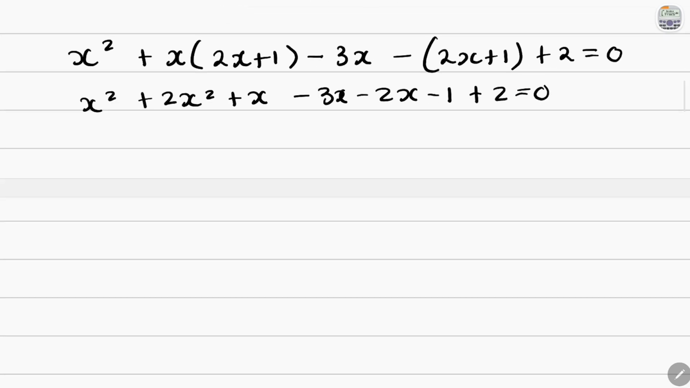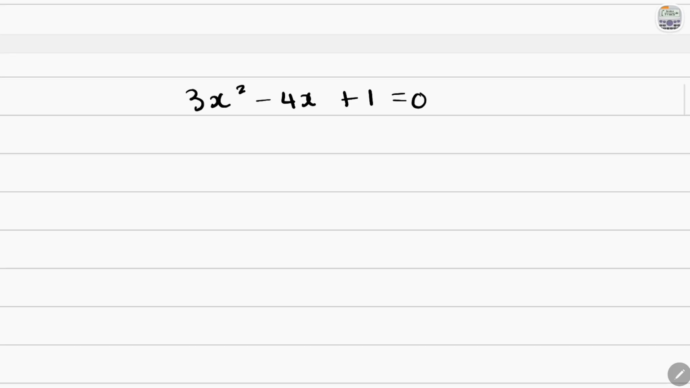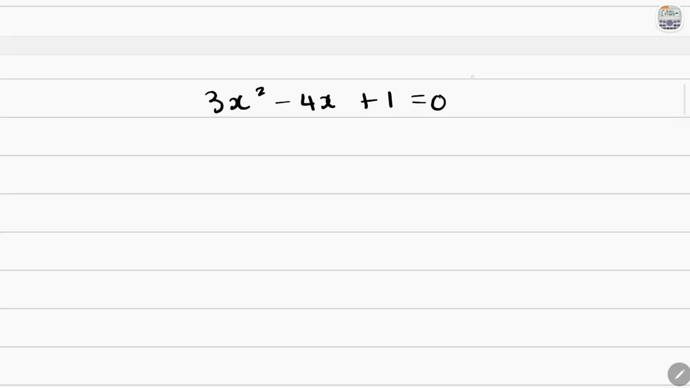Now let's put our like terms together. These have x squared, they become 3x squared, and we're done with that. And then if you say x minus 3x, you get negative 2x, minus 2x, you get negative 4x. So that's minus 4x. And then negative 1 plus 2 is just positive 1 is equal to 0. So this is what we have, and we need to solve for x.